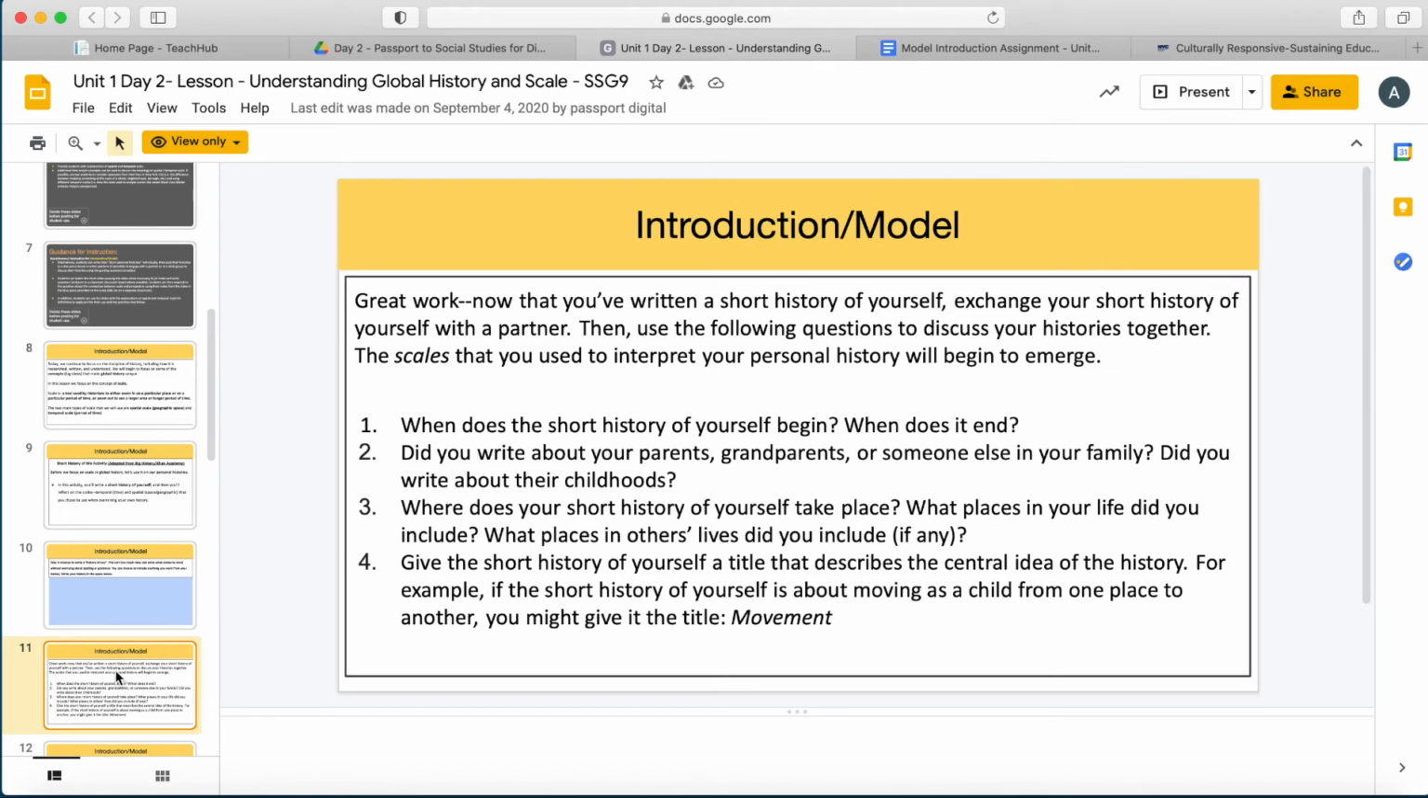They are then asked to reflect on the personal histories by answering the discussion questions to determine the scales that were used. This is an opportunity to share with your students that delving into their identities is a way of understanding scales, and that both are important before beginning the study of history.